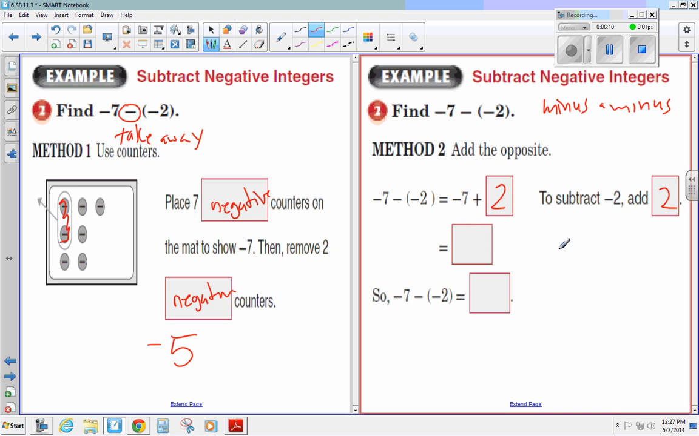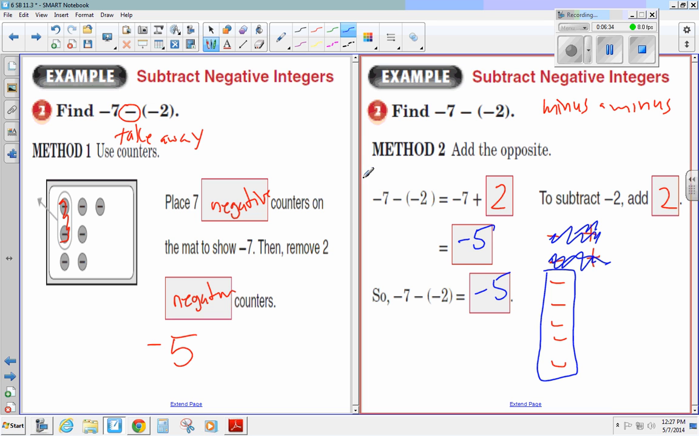Well, let's think about our numbers again. Let's start with minuses. We have 7 minuses. We've got 2 pluses. Those pluses and minuses cancel out, which leaves us with 5 negatives. So that's adding the opposite when it's minus a minus.